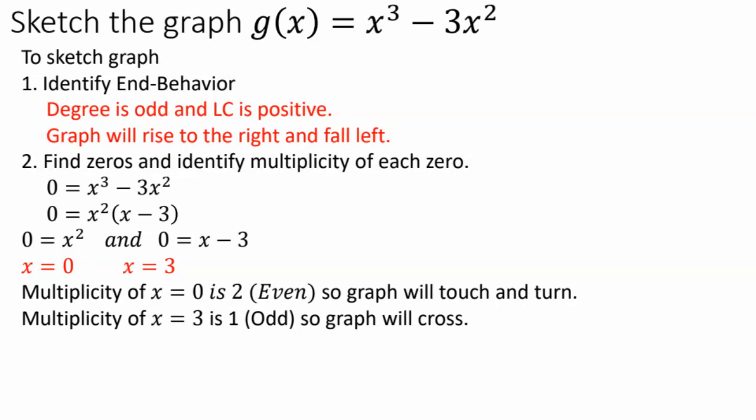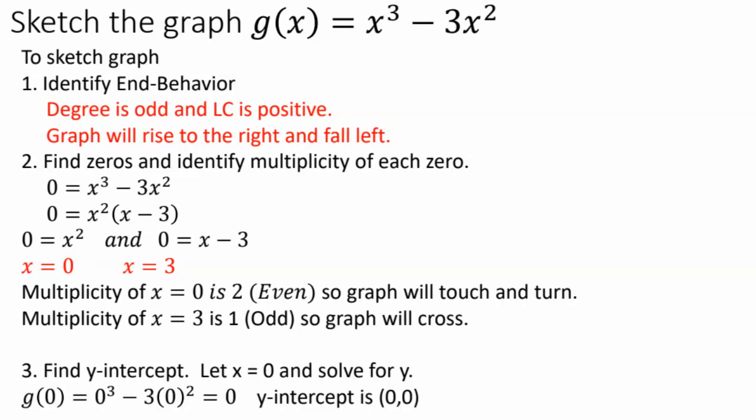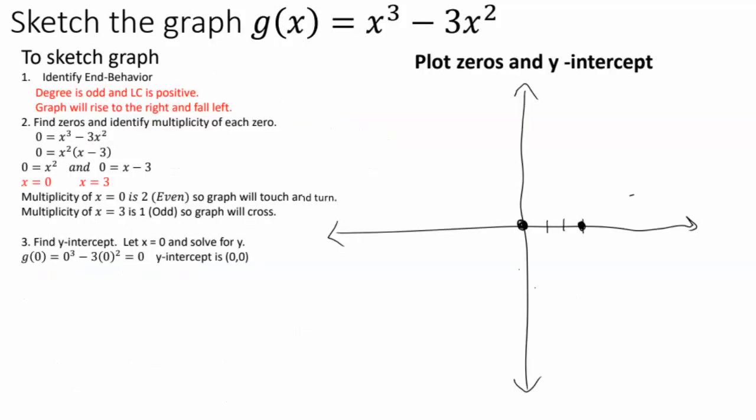Okay, so let's get the additional information. Let's find my y-intercept. I already found my x-intercepts. Now let's solve my y-intercept by setting x equal to 0. So when I set x equal to 0, I see that the y-intercept is at 0, 0. So this helps out. So let's go ahead and graph what we know already.